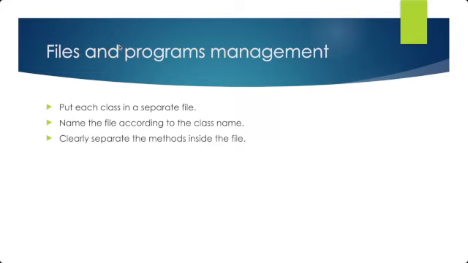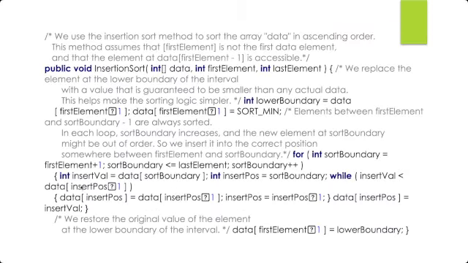And the third one, use empty lines or comments to show where one method ends and the next one starts. This makes it easier for other developers, or maybe for you in the future, to read your code. Good file organization makes teamwork and debugging much easier. Let's look at an example.